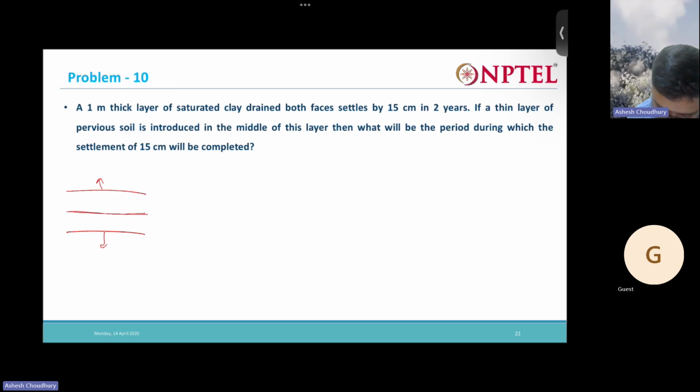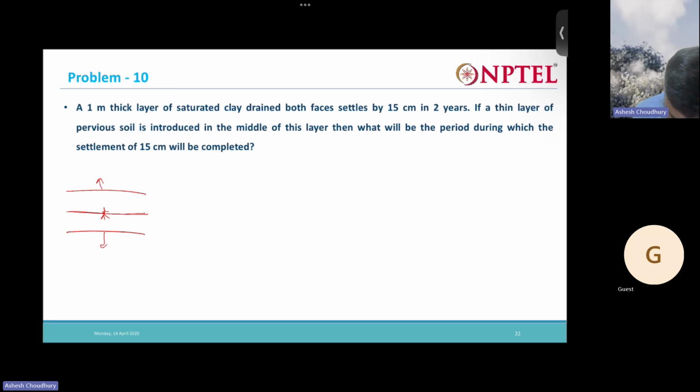So my drainage path has reduced, right? Drainage path is reduced. Then what will happen? Obviously, in the same period of 2 years, a larger amount of settlement will happen. Right? More settlement will happen.